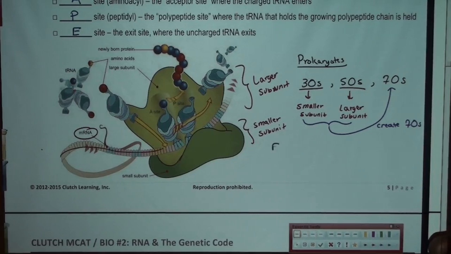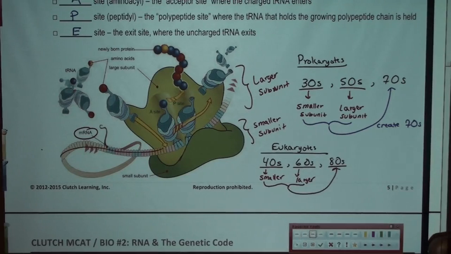And then for eukaryotes, we have 40S, 60S, and 80S. So again, this is the smaller, this is the larger, and both of them together give me this. You have to memorize them, and you have to remember the order, how they combine together to give you the whole structure.